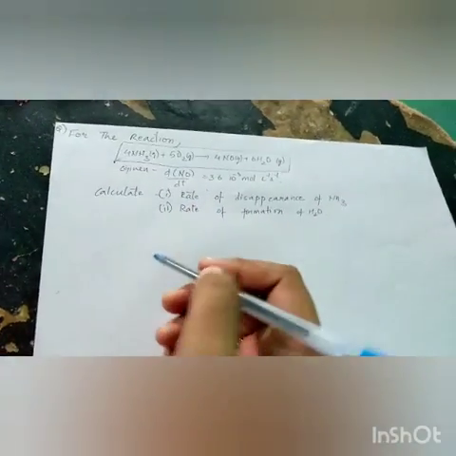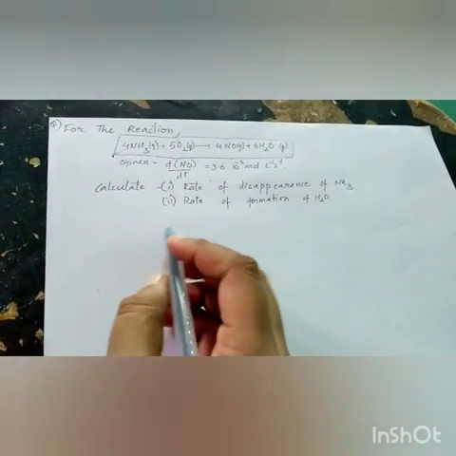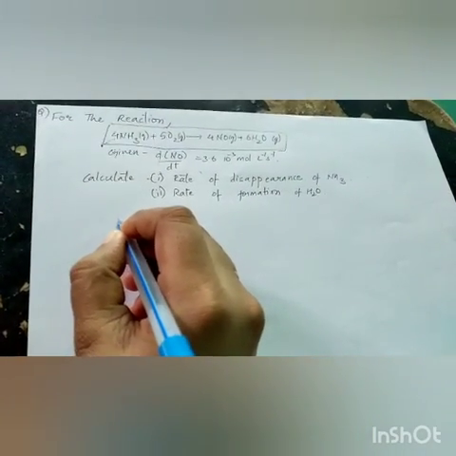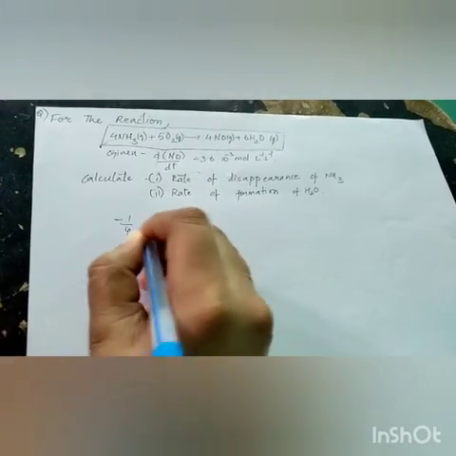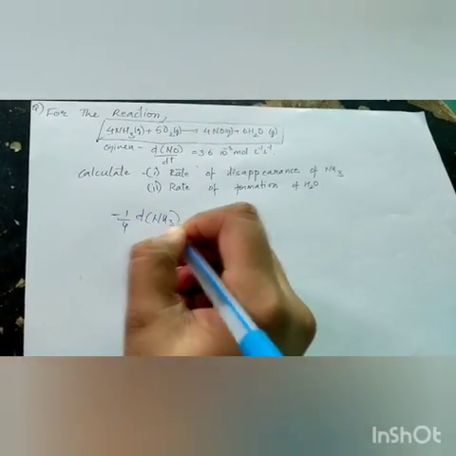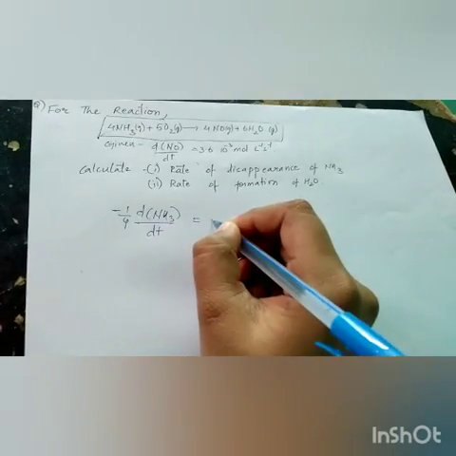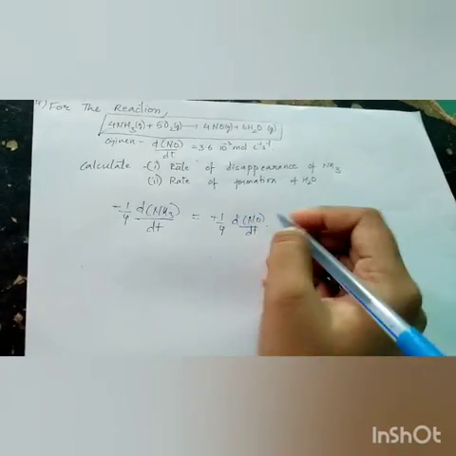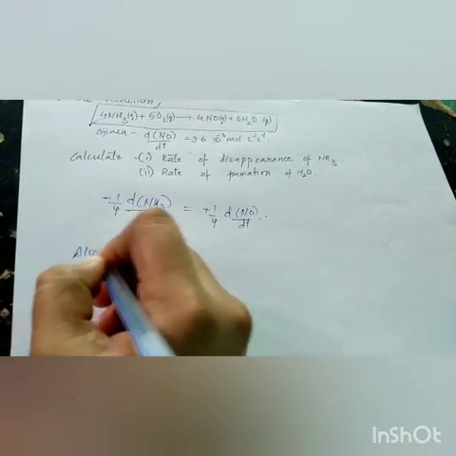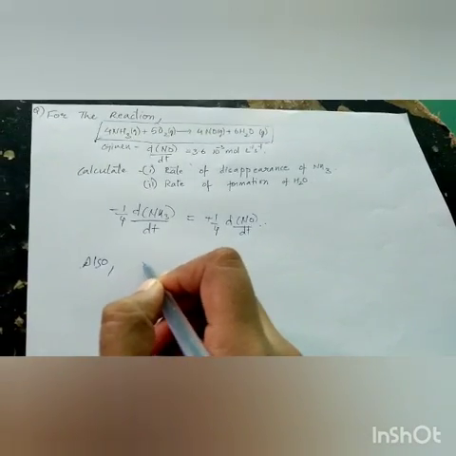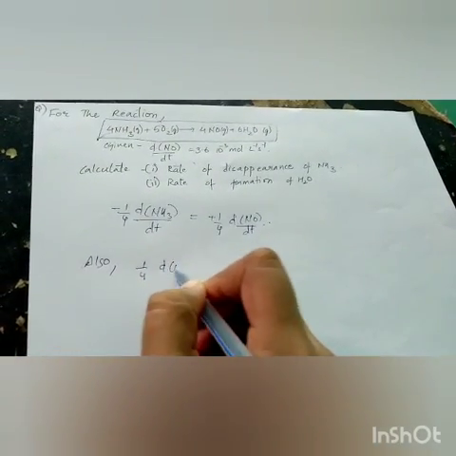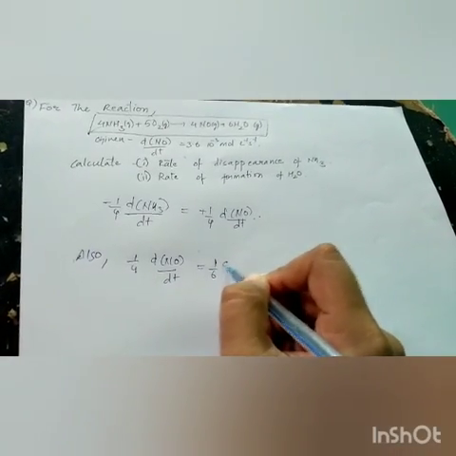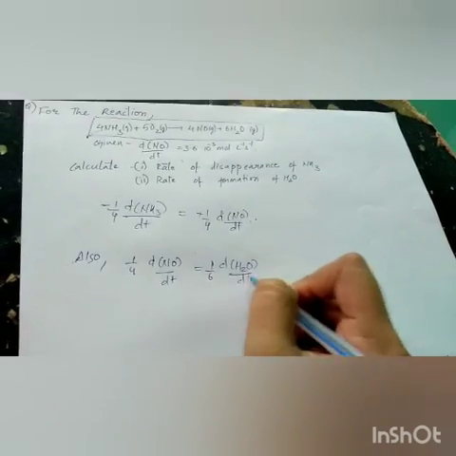Now how do we calculate the disappearance of NH3? You can easily go on to the formation of H2O. So we know that minus 1 by 4 d[NH3]/dt, this is the reactant side, is equal to 1 by 4 d[NO]/dt, so the 4 gets cancelled. Also, 1 by 4 d[NO]/dt is equal to 1 by 6 d[H2O]/dt, from the equation you see here.